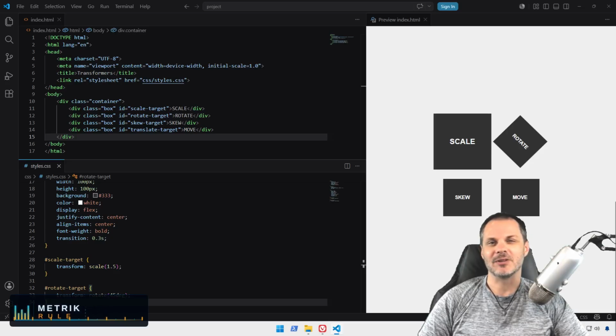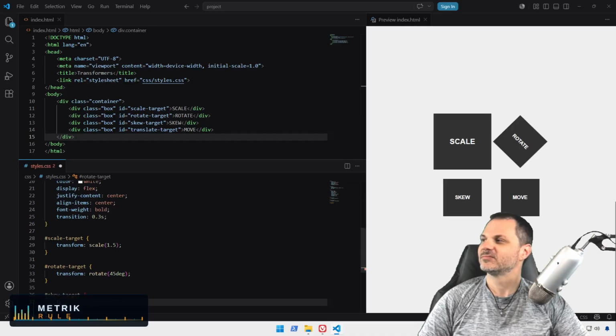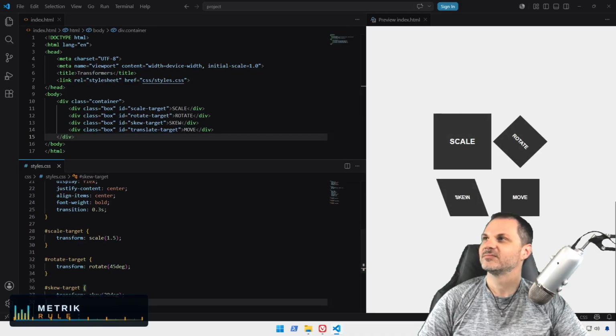Skew is a bit more unusual. It distorts the element by slanting it along its axes. It's great for adding a sense of speed or motion. Distorting node 3, skewing by 20 degrees. It looks like it's leaning into the future, a future that is decidedly slanted in my favor.